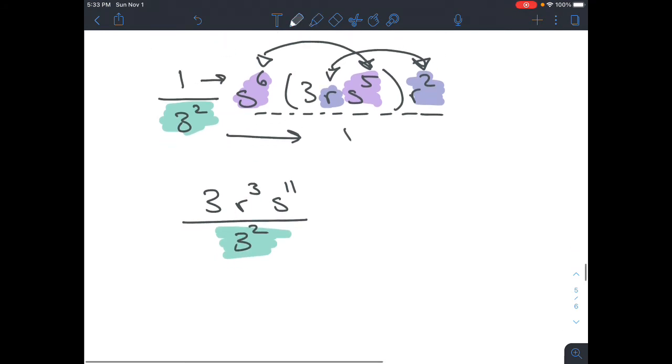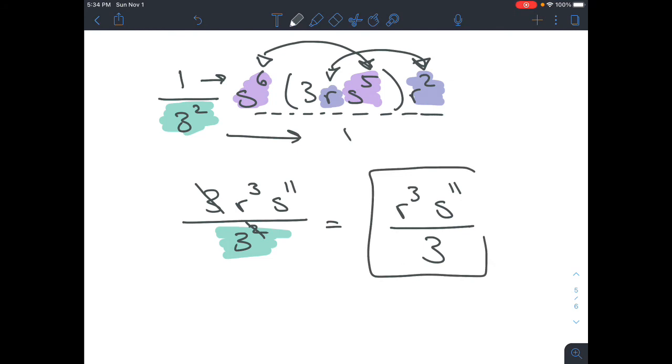And now you might notice that you have two bases here of 3. So you have a 3 in the numerator and 2 3's in the denominator. So one of those can cancel with one of those, and we're left with r cubed s to the 11th all over 3. I'm fully simplified because I don't have any 0 exponents. I don't have negative exponents. I've combined like terms, and my numbers are all fully simplified.